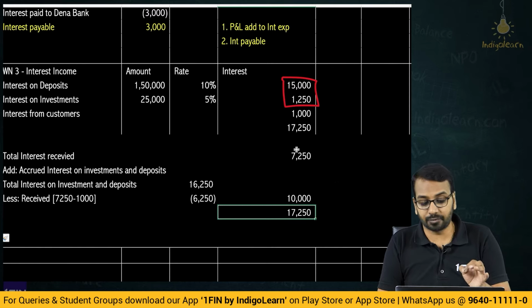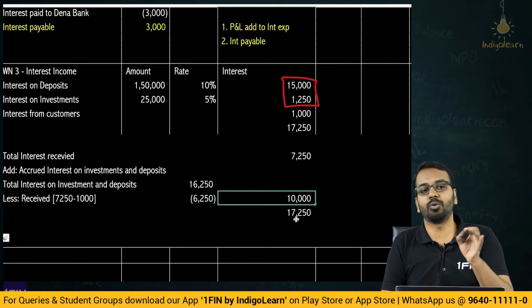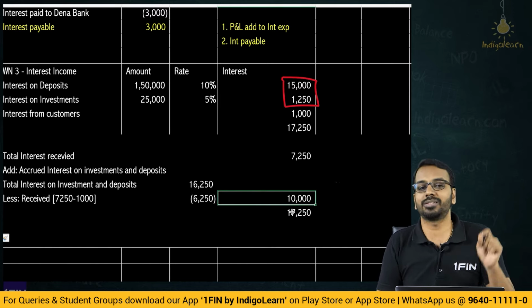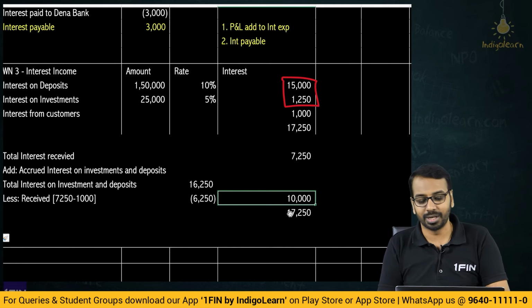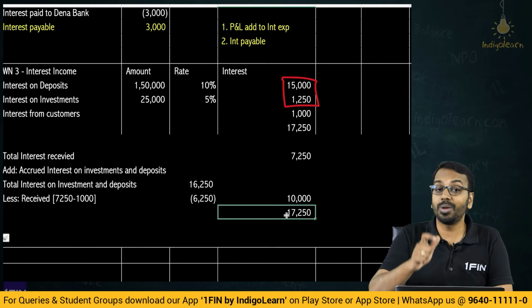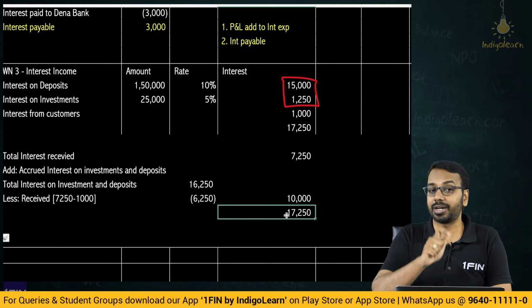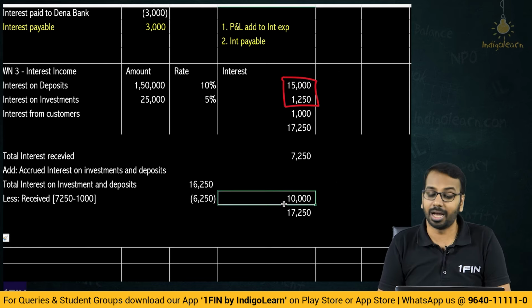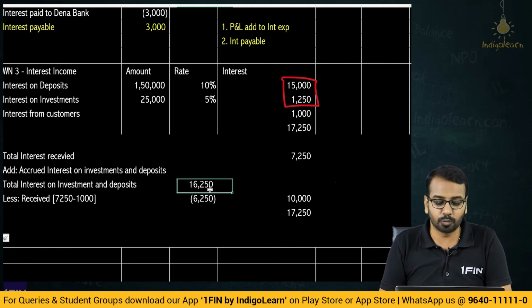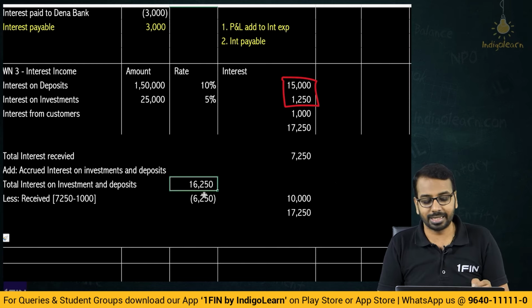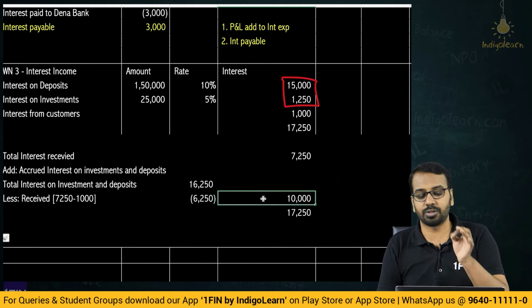So either you can do it the first way or you can do it the second way. Both of them are okay, right? So how much is the interest income for the profit and loss account? 17,250. How much is the balance sheet amount of interest not yet received? That is 10,000. How did we get that 10,000? 16,250 total interest, 6,250 what we have received, 10,000 that is receivable.